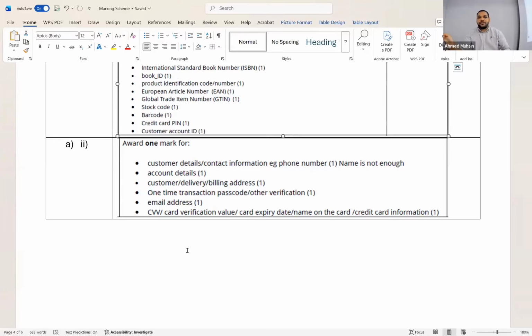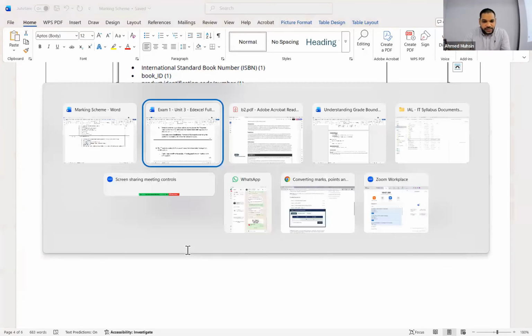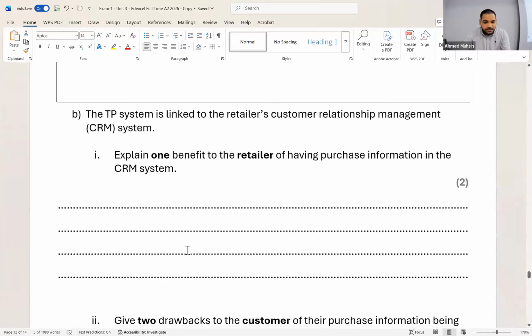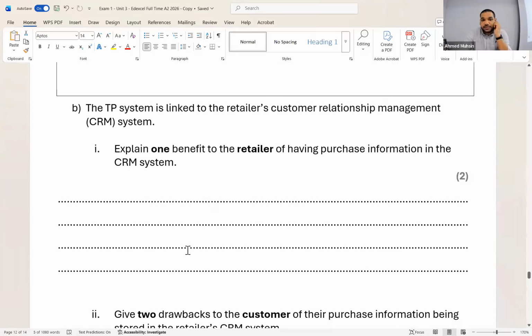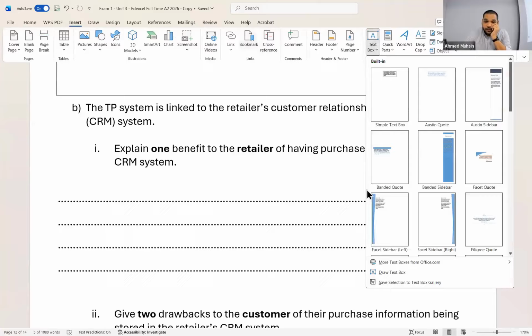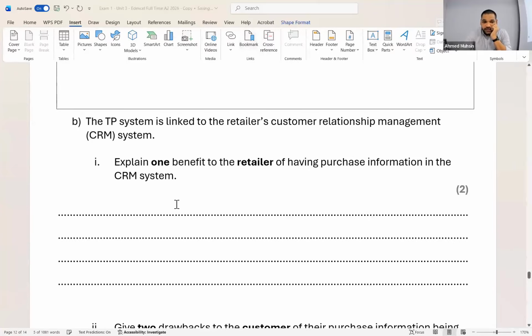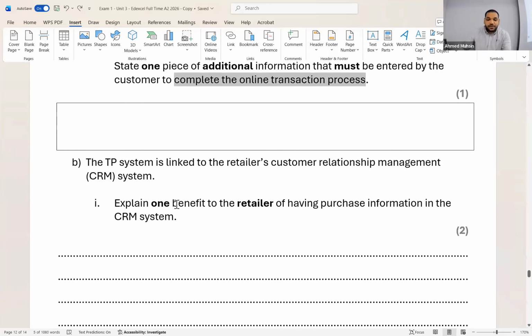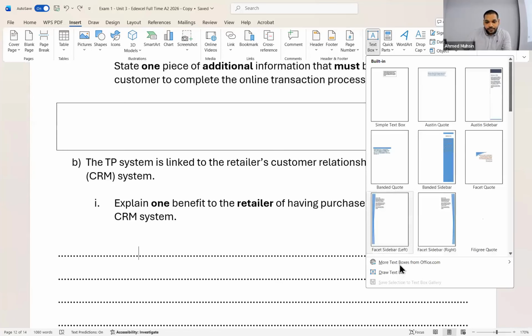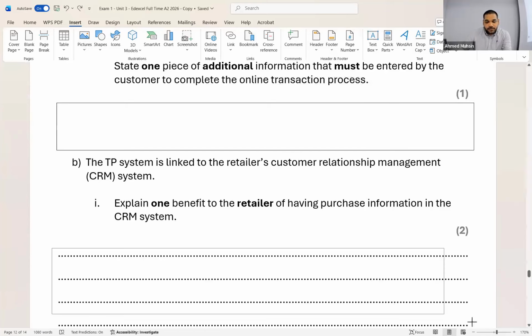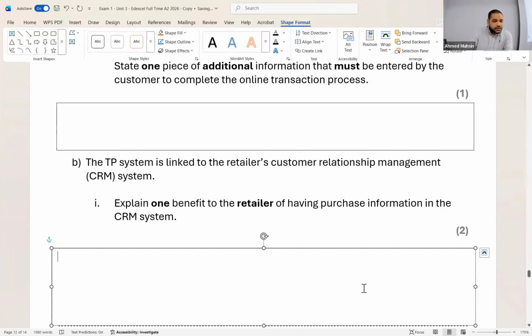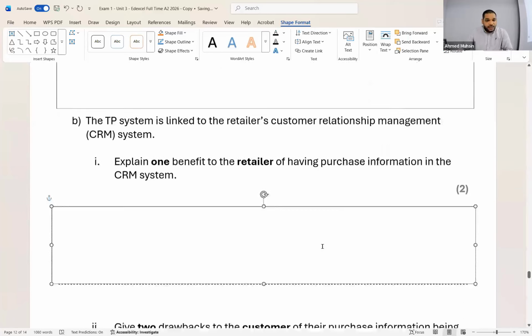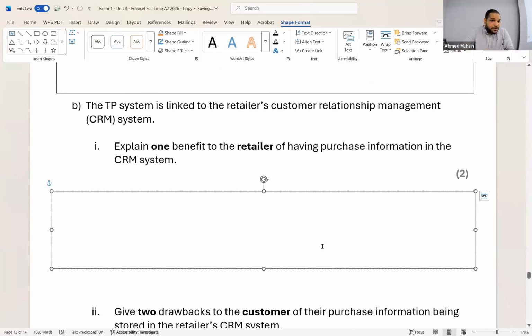Okay, everybody, shall we move away from here? Then, guys, girls, the TP system is linked to the retailer's CRM system. Explain one benefit to the retailer, the seller, of having purchase information in the CRM system. What benefit will the retailer get when he knows what customers have been buying from him? Okay, he can use it to identify buying trends, shopping patterns.